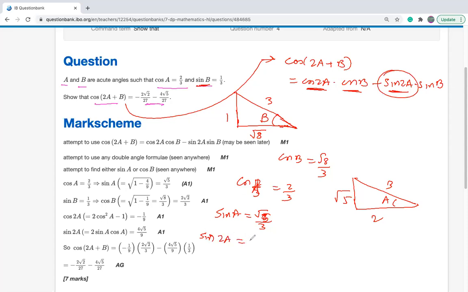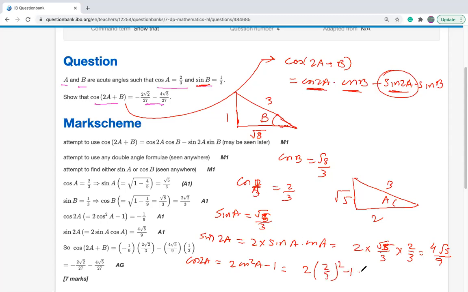Now we find the value of sine 2A, because we need it here. Sine 2A is 2 sine A cos A, which is 2 times root 5/3 times 2/3. That becomes 4 root 5/9. Similarly, find the value of cos 2A. Cos 2A can be written as 2 cos squared A minus 1. So it is 2 times (2/3) squared minus 1, which is 2 times 4/9 minus 1. This is 8/9 minus 1, which is negative 1/9. So cos 2A is negative 1/9.